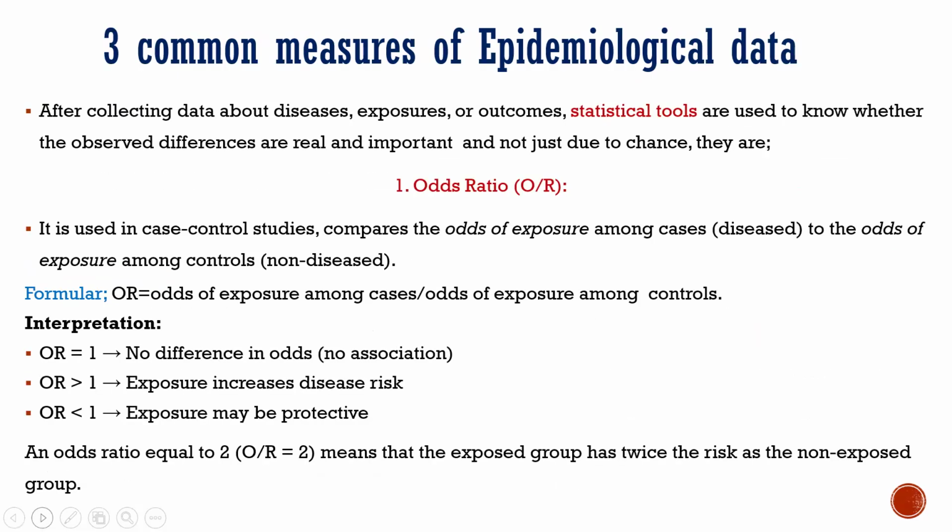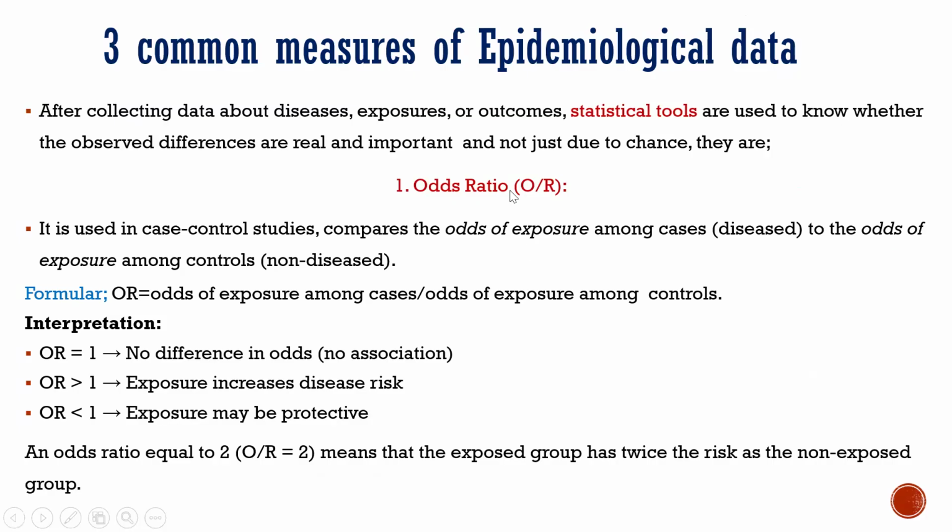So let's move on to the three most common measures of epidemiological data. So during epidemiological studies, we mentioned that, okay, you collect data, you study disease exposures or outcomes. So after you collect data about disease exposure or outcomes, there are statistical tools that you use to know whether the observed differences are real, whether they're important, whether they just occur by chance, or whether there is an increased risk, or maybe there's no difference between exposed and non-exposed. Do you get? So these statistical measures are what we are going to be discussing.